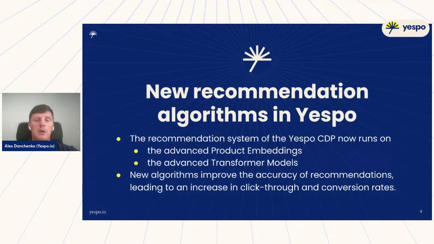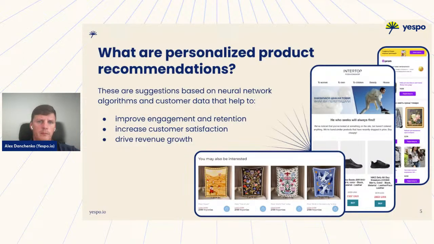And of course, as the new algorithms improve the accuracy of recommendations and improve all the engagement metrics like click-through rates and conversion rates, we will go to the actual results, how sales grew in different industries. But let's start with the definition. What are personalized product recommendations?